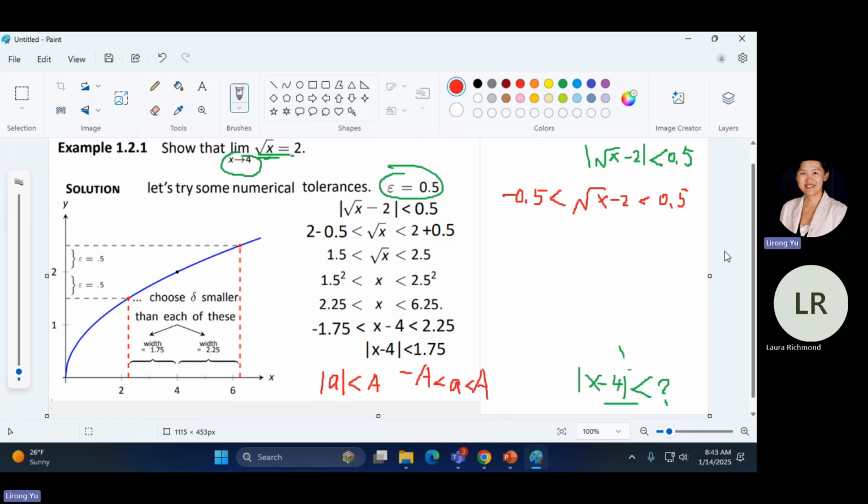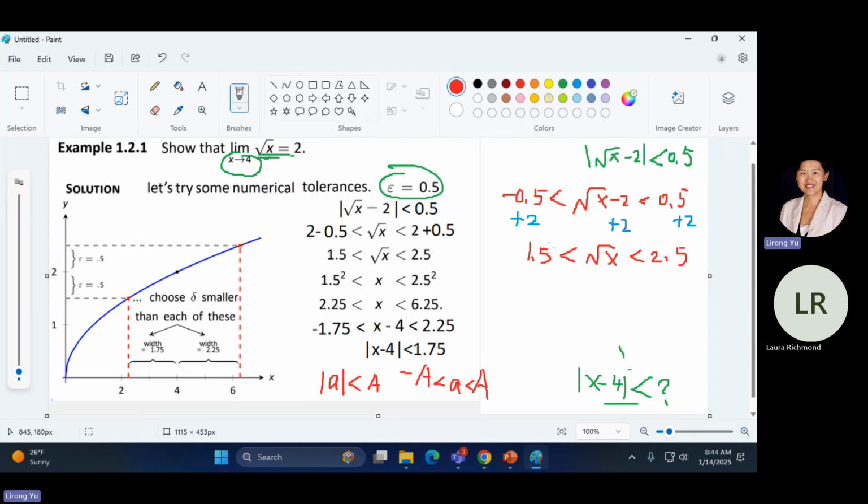So we remove the absolute value. Now the next thing is to remove the minus 2. To remove the minus 2, we do plus 2. So we add a 2 to the middle because we're hoping to get the root of x by itself. We plus 2 on all three: the left, the right, and the middle. The inequality separates into middle, left, and right, and that way we are able to remove the minus 2 with a plus 2. And we have root of x less than 2.5 and bigger than 1.5.